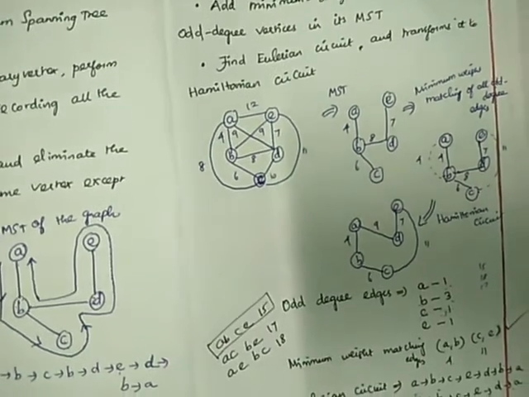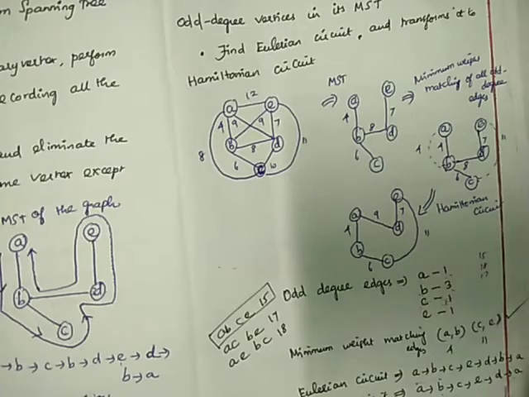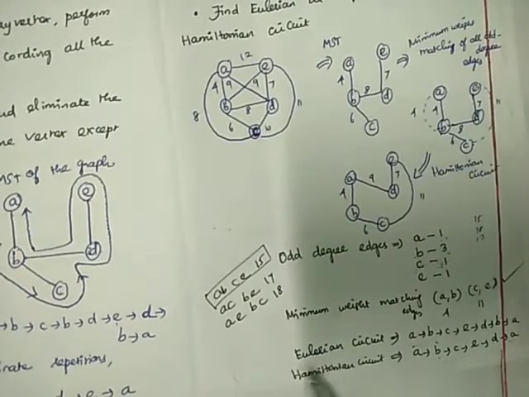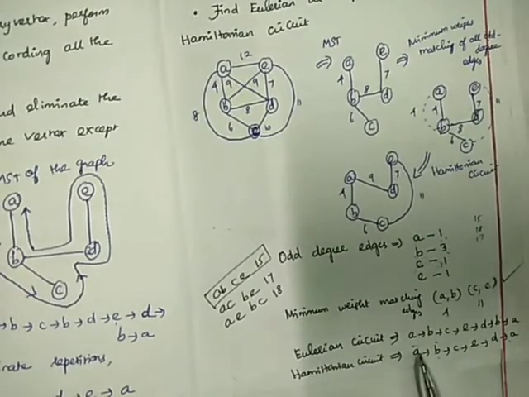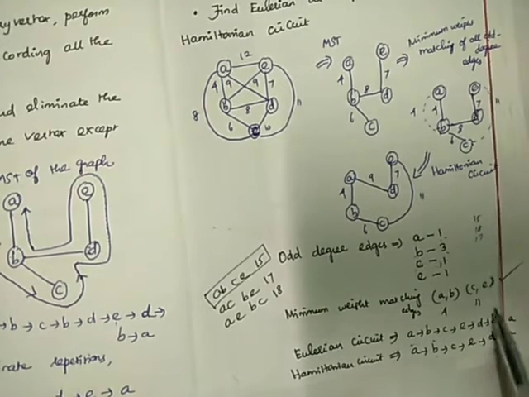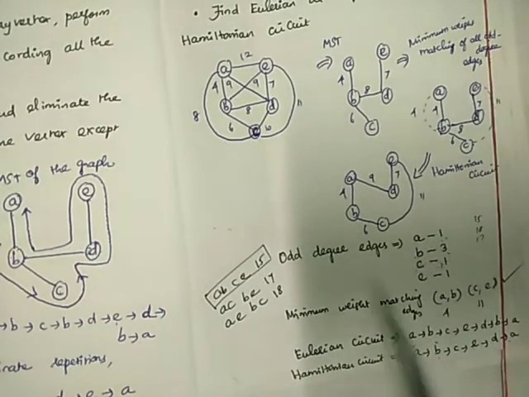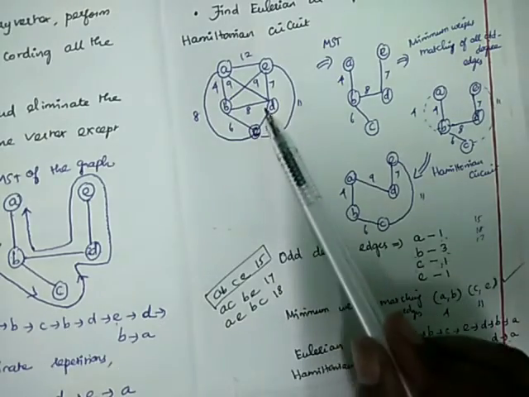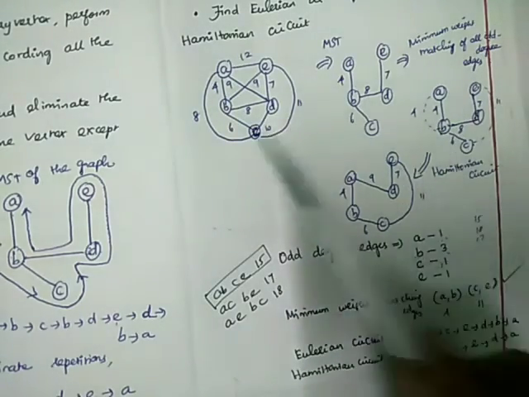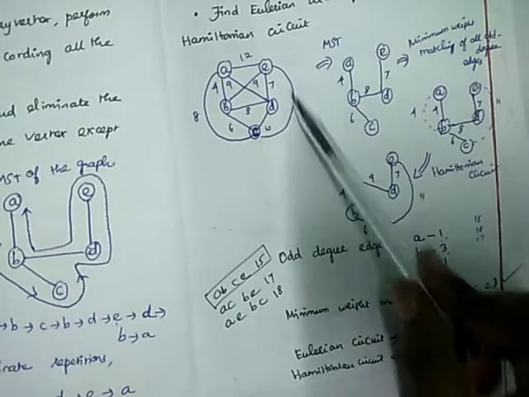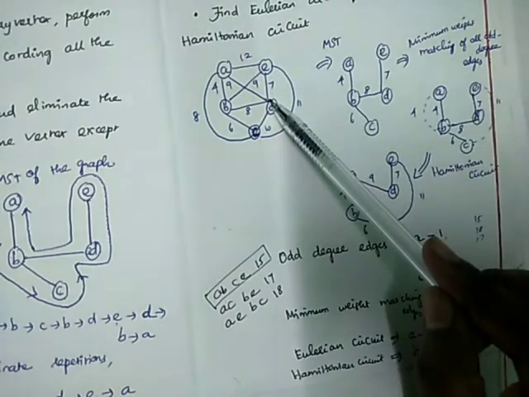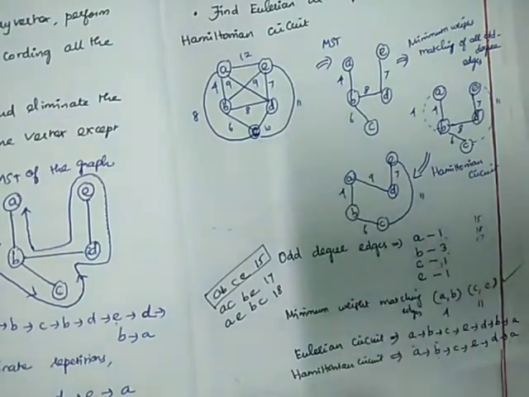And finally we have to eliminate the repetitions in this Eulerian circuit. A, B, C, E, then D, so A, B, C, E, D. B is repeated, so we can eliminate B. Then we get the Hamiltonian circuit as A, B, C, E, D, A. So A, B, C, E, D, A. So this is the optimal path for this weighted graph through Christofides algorithm.